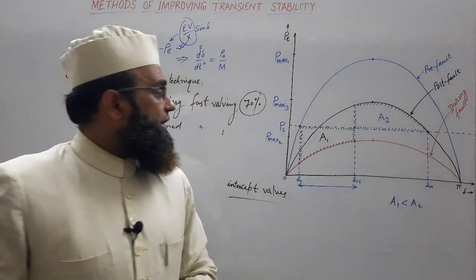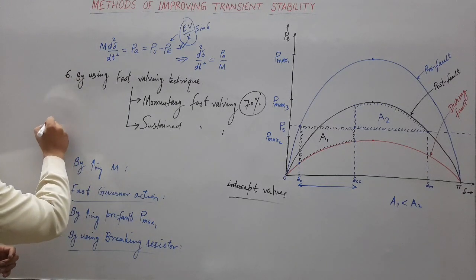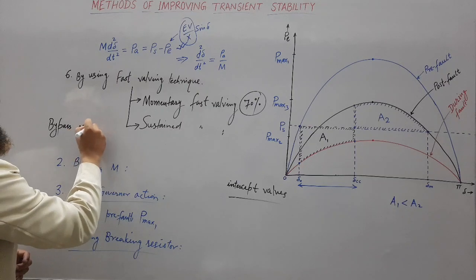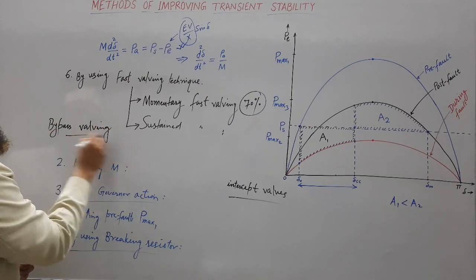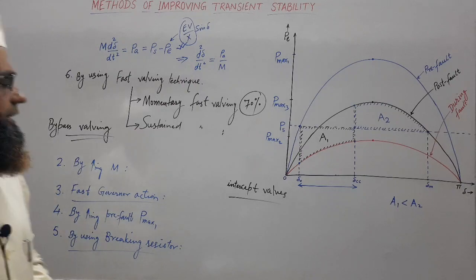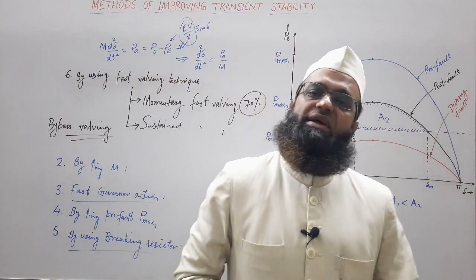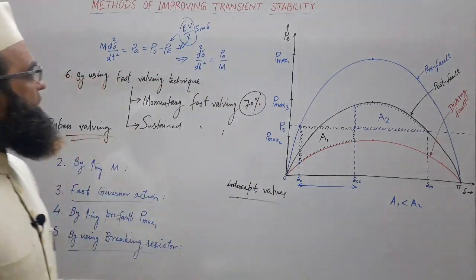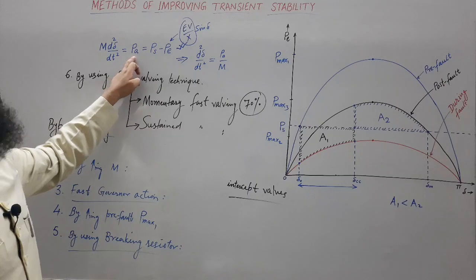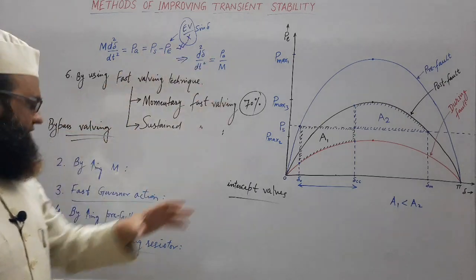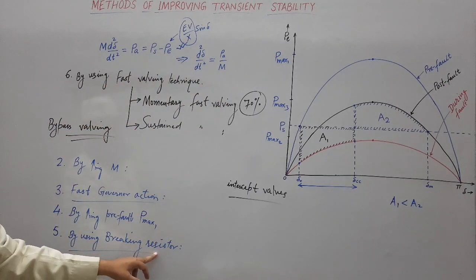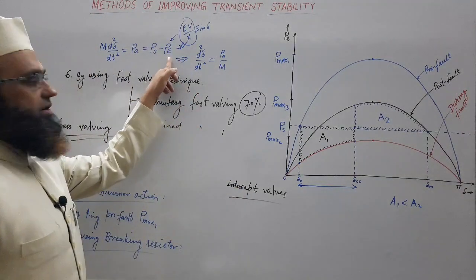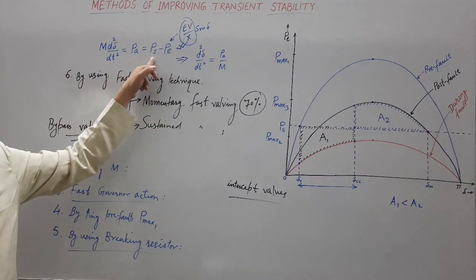Another associated phenomenon is known as bypass valving. Bypass valving is also used in the control strategies for improving transient stability. Here we are controlling this accelerating power from the mechanical side. Before that we discussed using a braking resistor, so that was control from the electrical side. Now we are discussing control from the mechanical side.